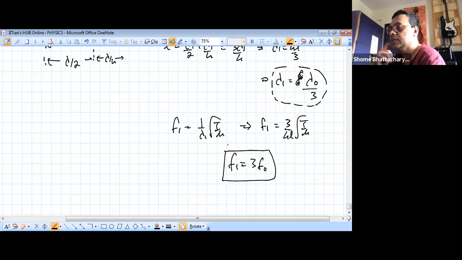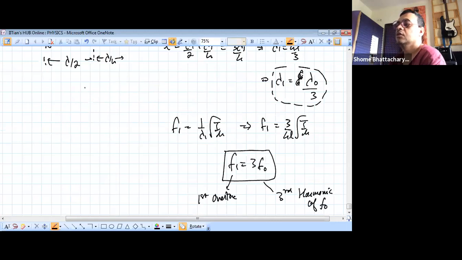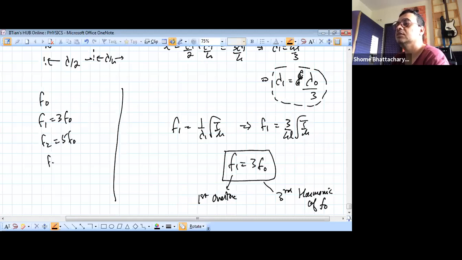That means the second harmonic does not exist, because the first overtone mode is the third harmonic of F0. So here our series will become like this: fundamental mode, and now the first overtone is the third harmonic. So the second harmonic does not exist. Similarly, the second overtone will become the fifth harmonic. Similarly, the third overtone will become the seventh harmonic. And in general, the nth overtone will become the 2n plus 1th harmonic. So this becomes our general formula.